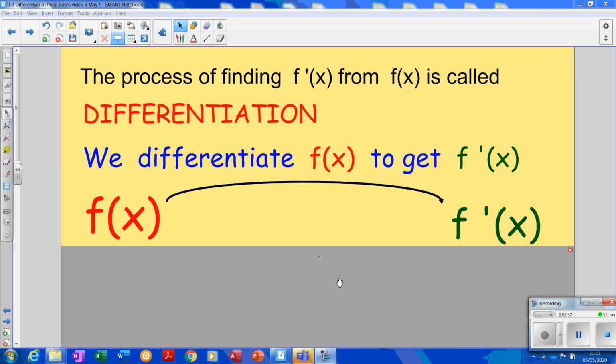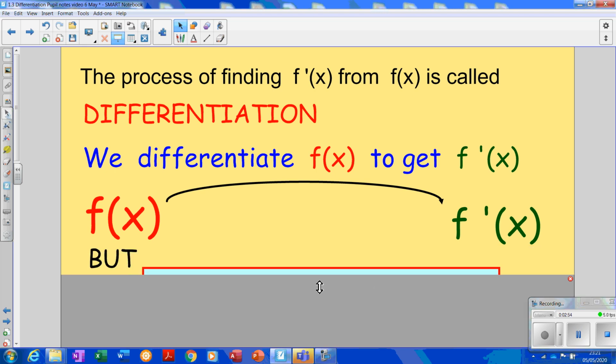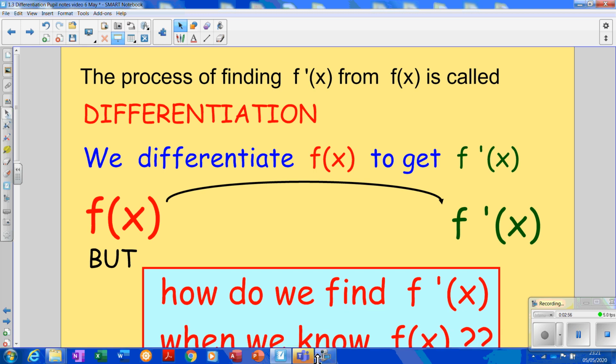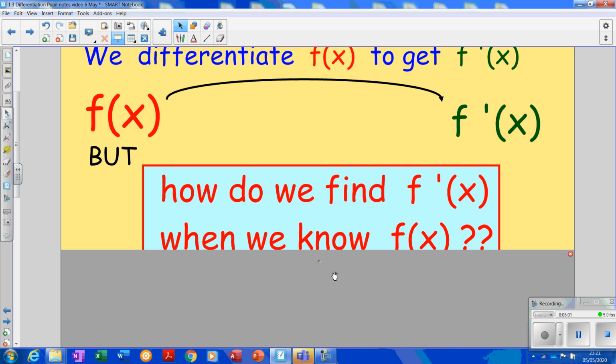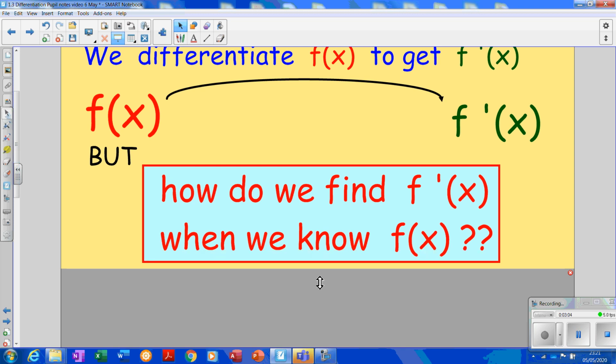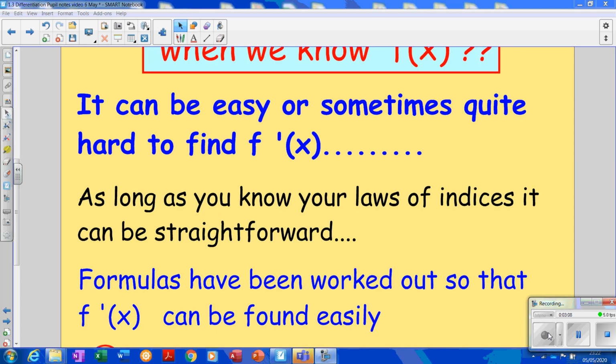I haven't told you what you do to get it yet, so we're going to look at that. How do we find f dash x when we know f(x)? There's a simple rule and you've got to learn it. Sometimes it can be dead easy, or sometimes quite hard to find f dash x, but as long as you know your laws of indices, it can be straightforward. That's your surds and indices, you must know that. Formulas have been worked out so that you can find it quite straightforwardly.